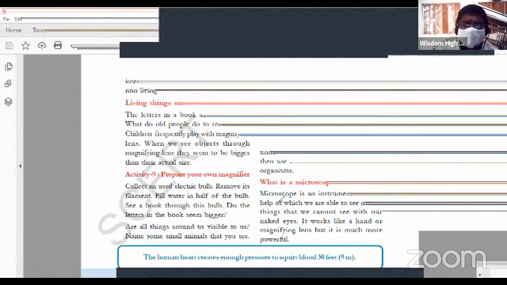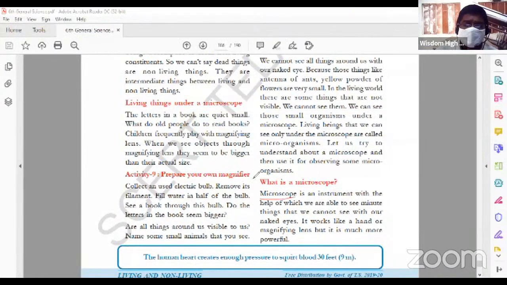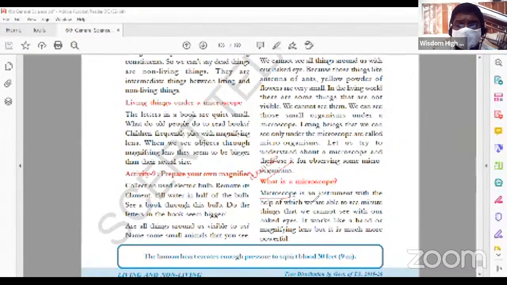A device. The device, the microscope. So, by the help of this instrument, we are able to see minute things which we cannot see through our naked eye. Naked eye means directly with our eye. Some things we cannot see directly through our eyes. Listen here, it works like a hand lens, like a magnifying lens. What is a microscope?